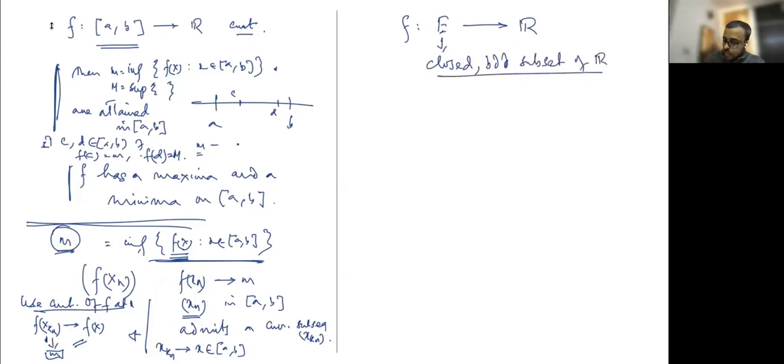Now, why am I repeating this? Suppose your function f to begin with is defined not on a closed bounded interval, but on a closed bounded subset of R. So you're not insisting that this should be an interval. Now you look at this argument and see if it still goes through.